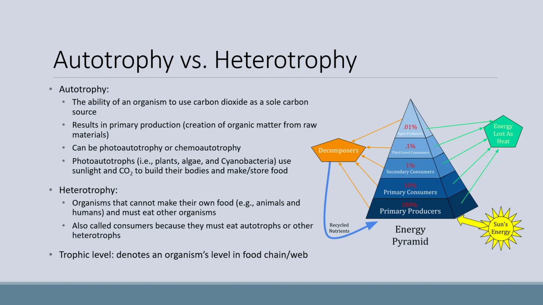Just to hammer it home, photoautotrophs, like plants, algae, and cyanobacteria, use sunlight and CO2 to build their bodies and make and store food, while chemoautotrophs use chemical energy to do this. In the pyramid on the left, the primary producers are the autotrophs, since they are taking CO2 and making organic matter. Now for heterotrophy. These are organisms that cannot make their own food, like animals, and so they must eat other organisms. Heterotrophs are also called consumers because they must eat autotrophs or other heterotrophs. Recall that a trophic level denotes an organism's level within a food chain or web and describes what it is eating.